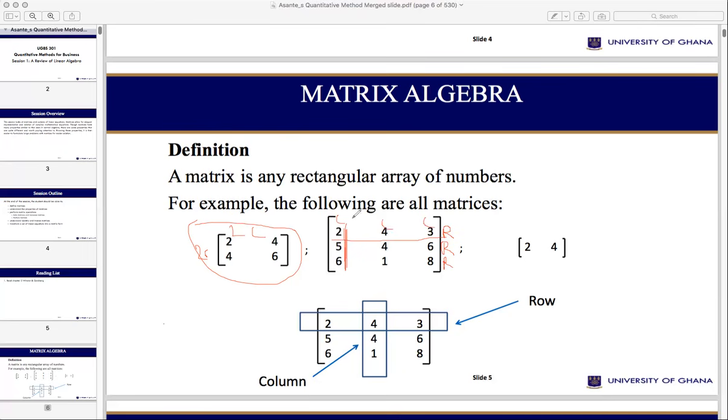So column, C-O-L, vertical is column. And then horizontal, R-O-W, horizontal is row. So vertical is column, horizontal is row. If you're able to grab this, then share that in your thing. Most often it confuses people about what vertical is or what horizontal is.